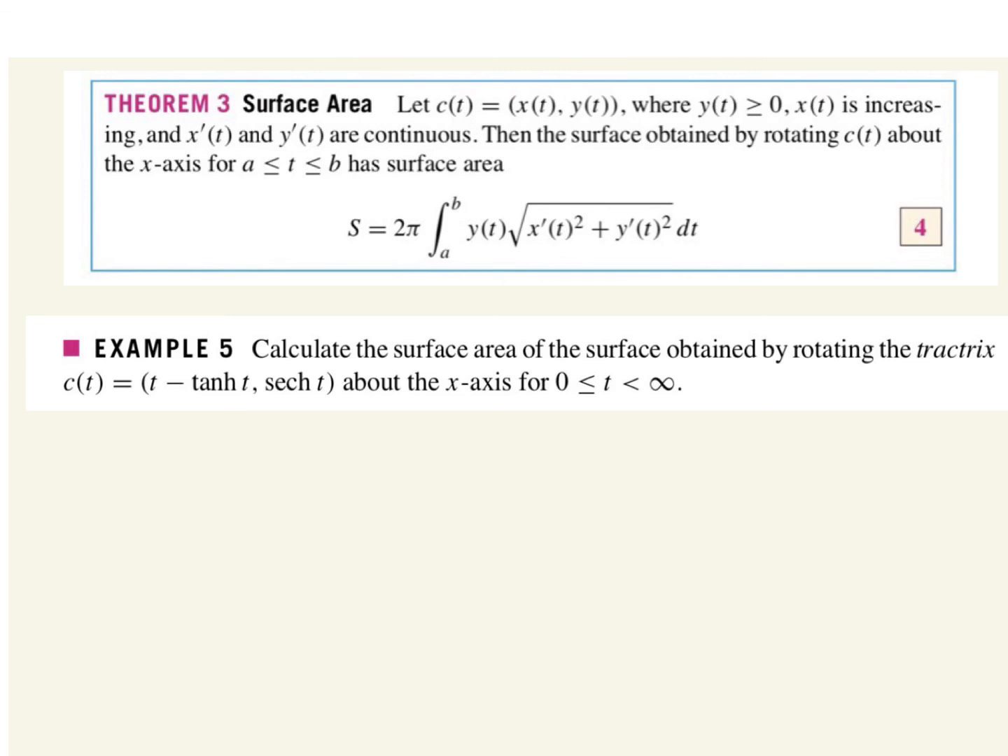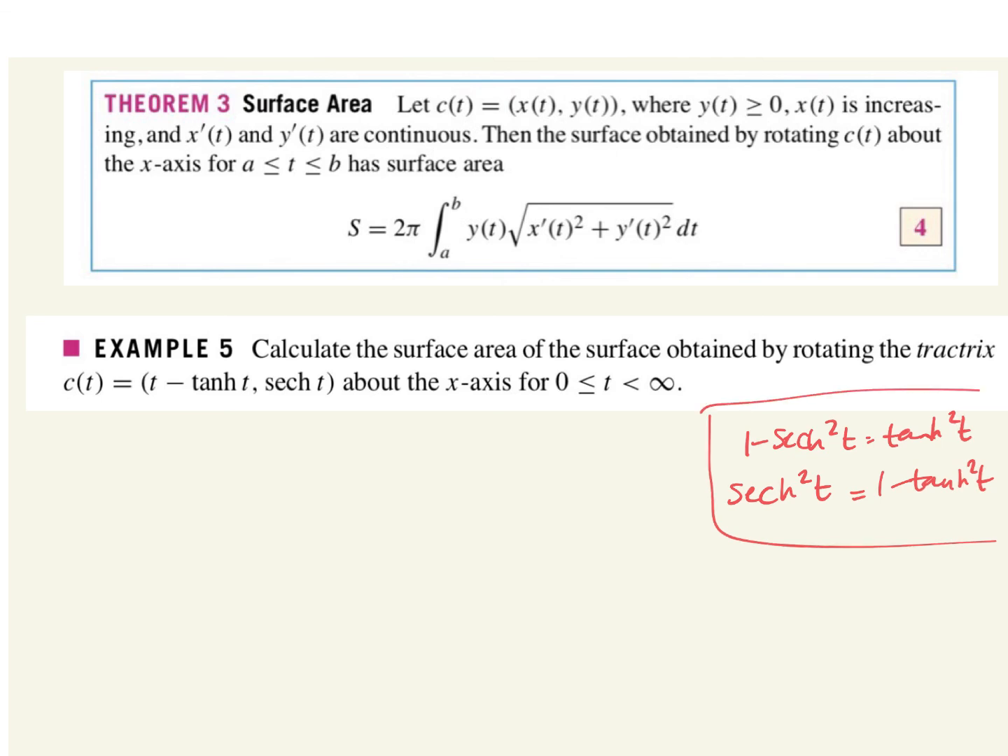So calculate the surface area of the surface obtained by rotating the tractrix c of t equaling t minus tanh t, comma, sech t about the x-axis from 0 to pi. So we've got our formula right above us. We need our x prime, we need our y prime. In the side notes, the identity that they are suggesting to recall is that 1 minus sech squared t equals tanh squared t, and sech squared t is then 1 minus tanh squared t. So we've got those. Those aren't bad.